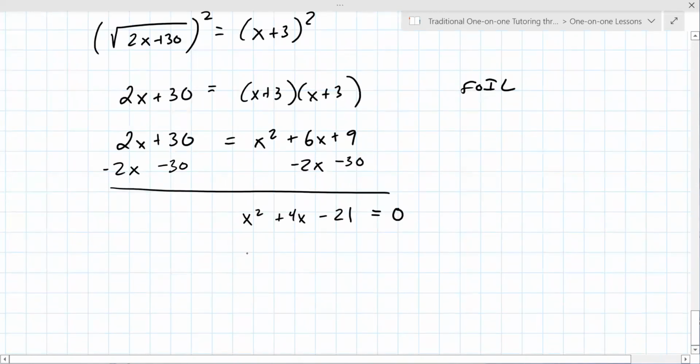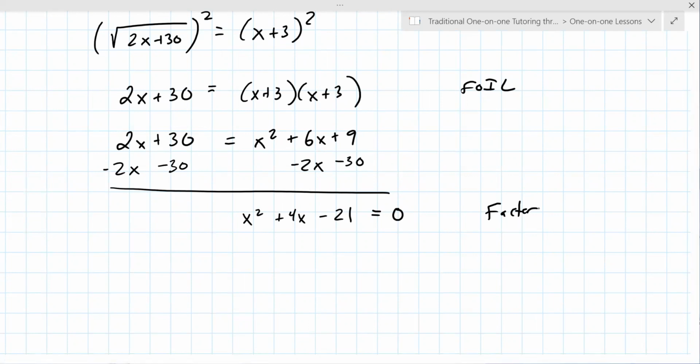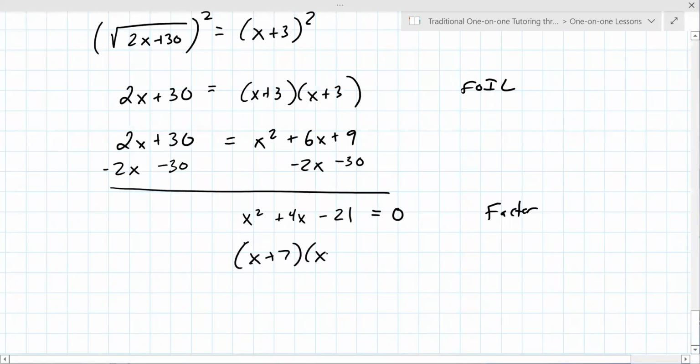So now you factor it. The ones you're going to get on your test are likely factorable. So if you can't factor it, you've either made a mistake or you can't find the right factors. So it'd be 7 and -3. x plus 7, x minus 3. Very good. Set them both equal to 0. 2 answers.